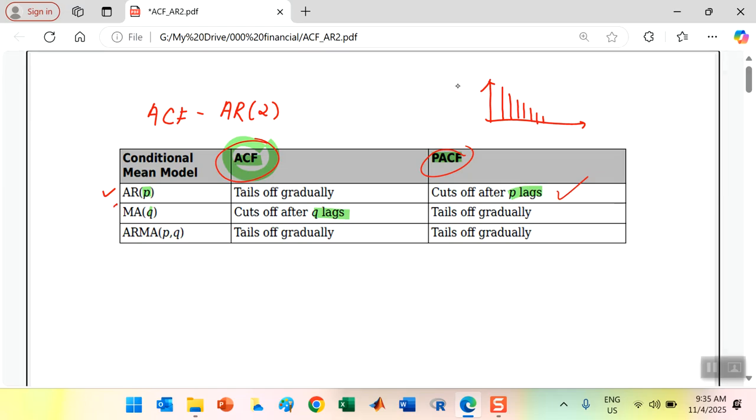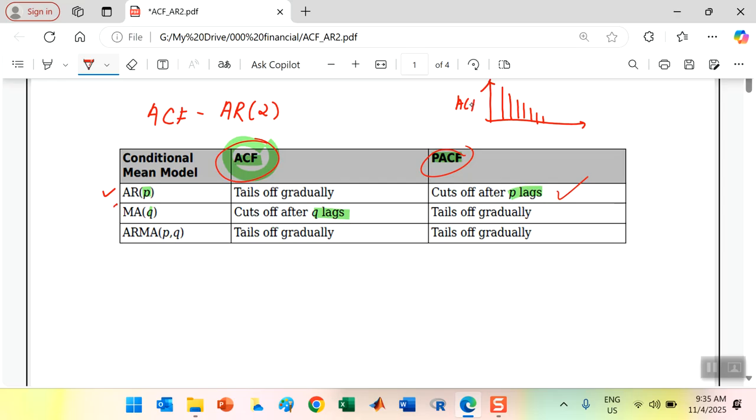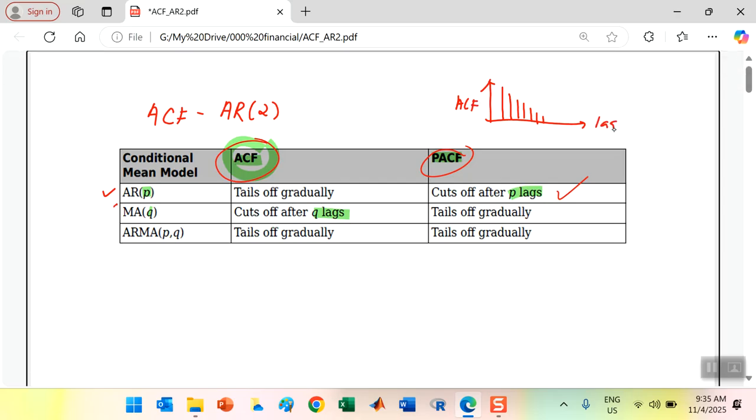So this is the ACF, this is the lag. This is what we're expecting. So for AR1 we also have this tails off gradually. So AR2 basically will have a similar result.